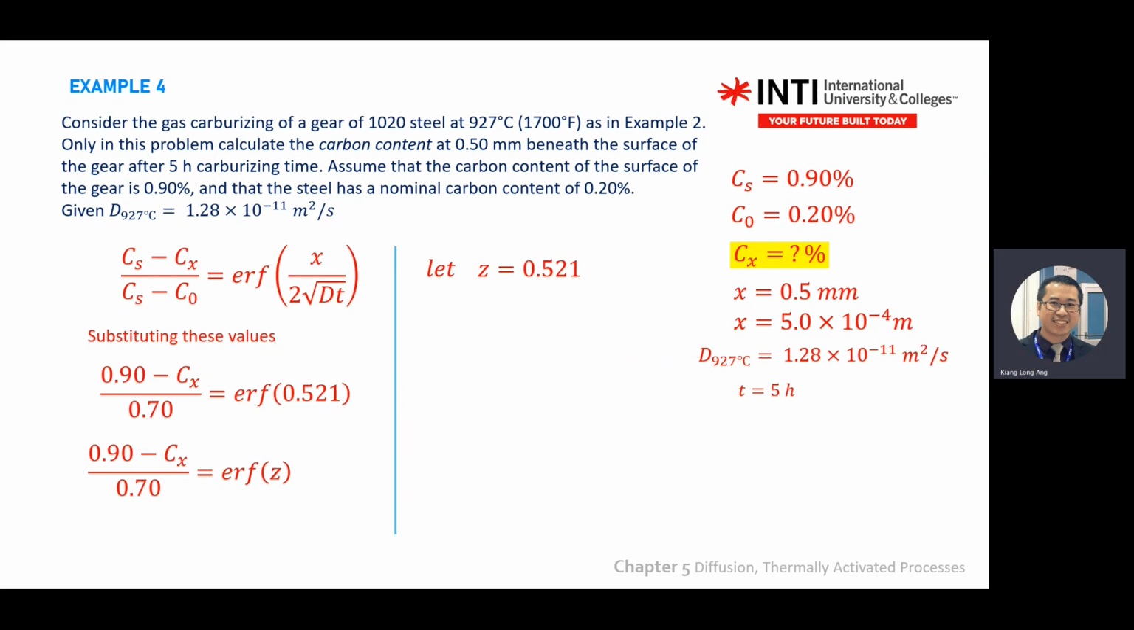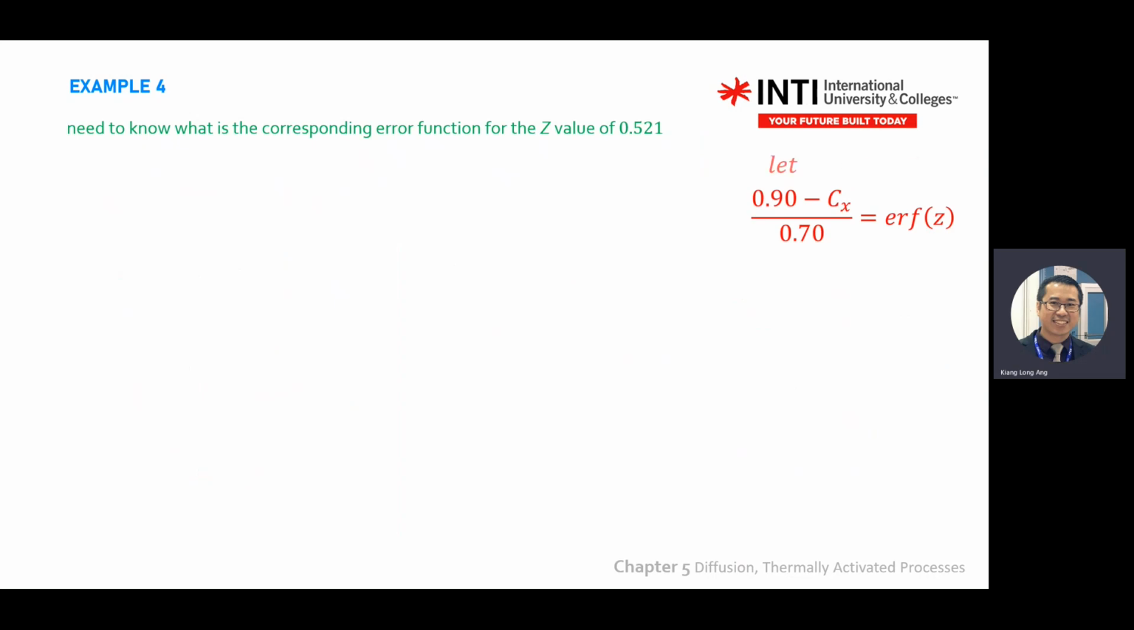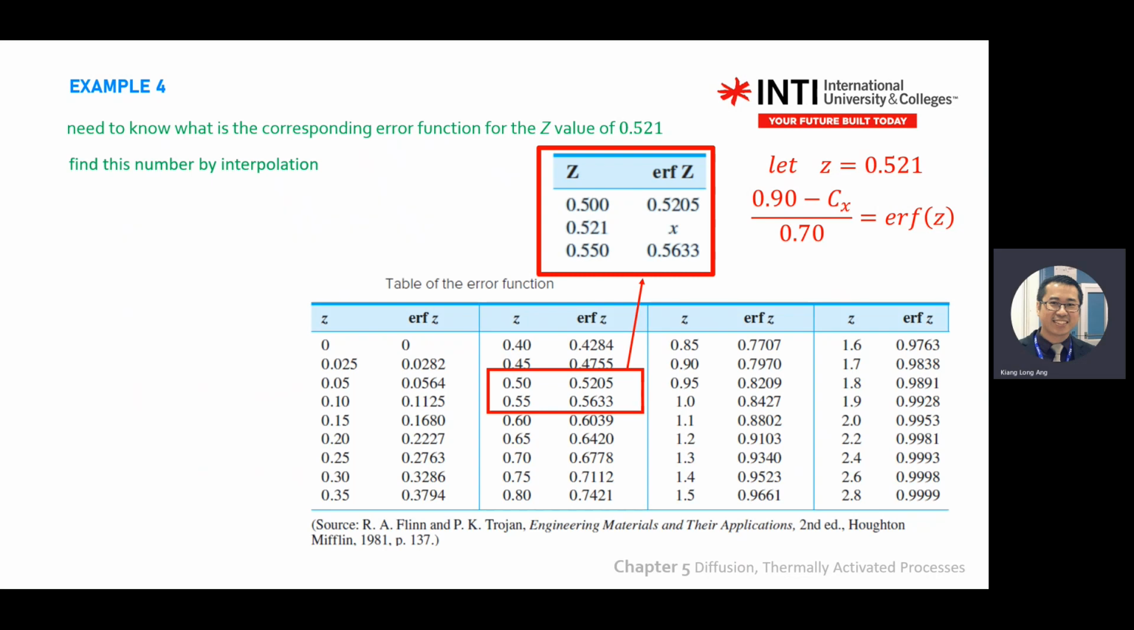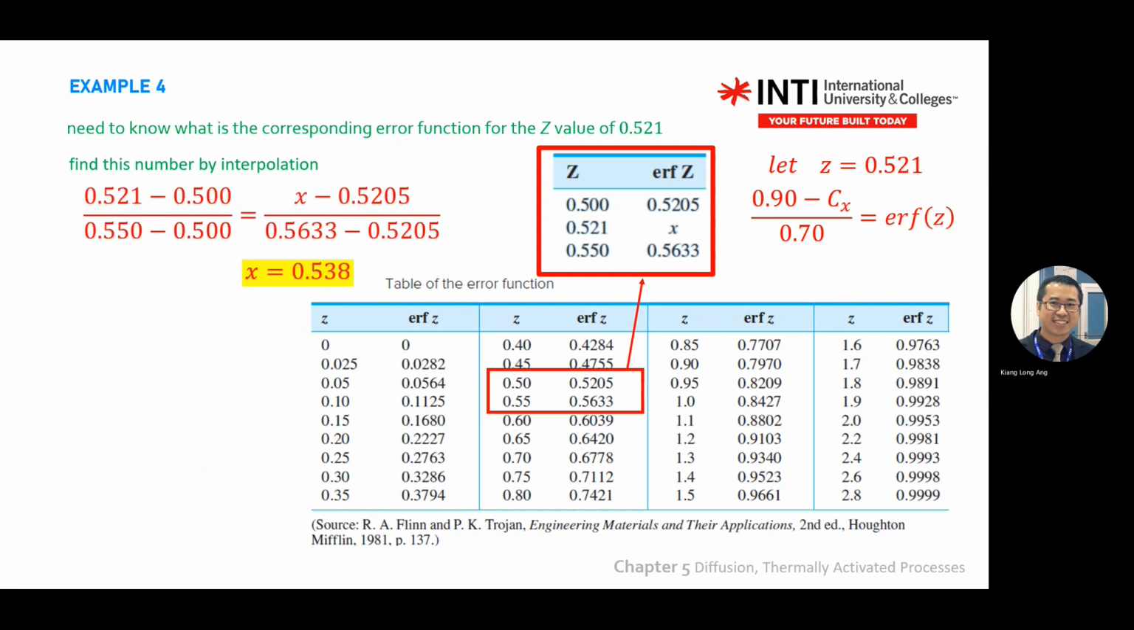You go back to the table. Okay, I speed up a bit. So basically, you go to the table. Your Z is 0.521. You go through the Z value. 0.521 is between 0.5 and 0.55. The value is here. You do interpolation to find the ERFZ value. ERFZ value is 0.538.